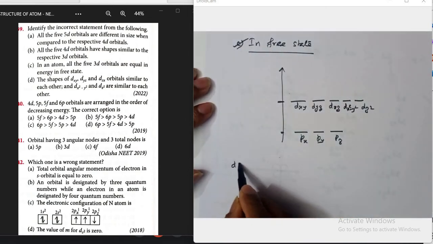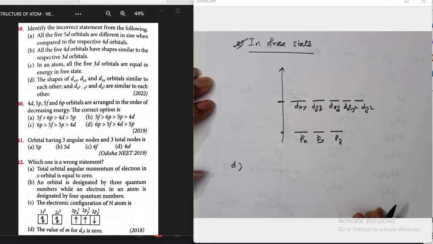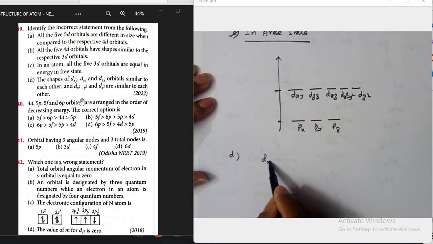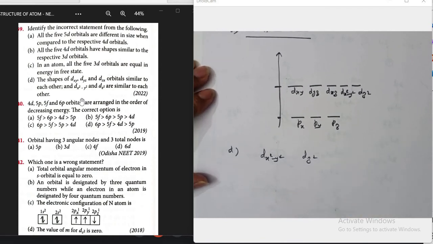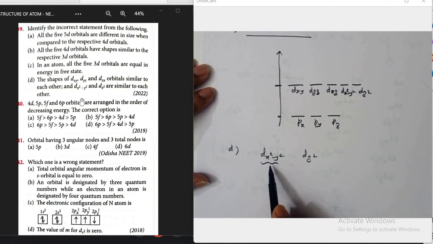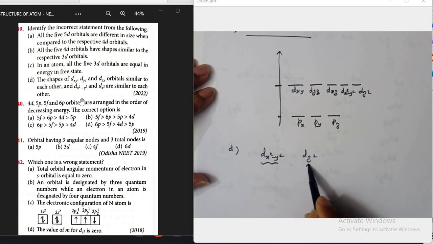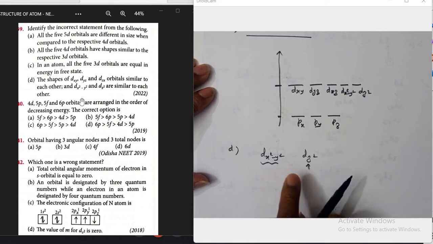What about option D? In option D, it was given that the shapes of dxy, dyz, and dzx orbitals are similar to each other, and dx square minus y square and dz square are similar to each other. That statement is wrong. Why? Do dx square minus y square and dz square have the same shape? No. This is a double dumbbell shape where lobes are along the axis, whereas this one is a dumbbell with a donut at the center. These two orbitals do not have the same shape.